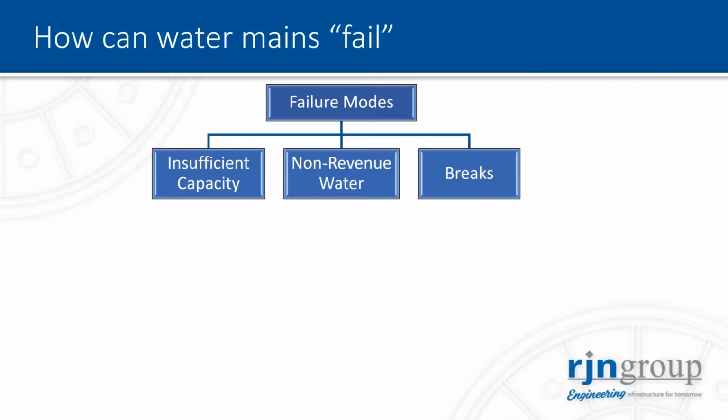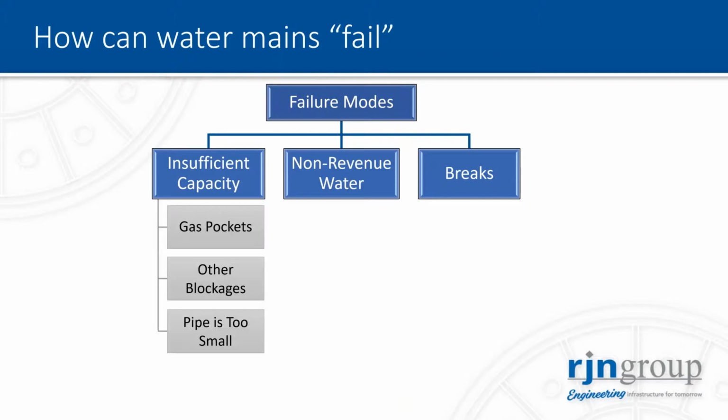There's really 3 main areas. You can have insufficient capacity. That's a type of failure. Non-revenue water is a type of failure, but usually when people hear failure, they think of a break. And a break is different than a leak, and we'll address that in a second.